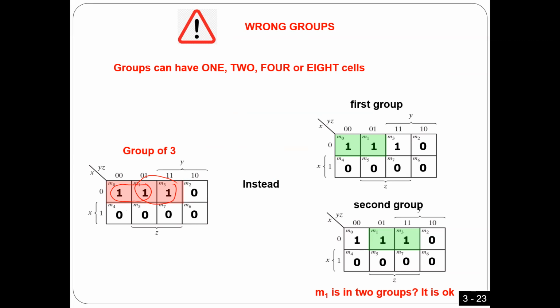Overlap is okay, subset is not acceptable. A subset is going to make a redundant term, but overlap is okay. So instead of making a group of three, because this is illegal, this is not true, I'm going to take these two as one group, and then I'm going to take these two as one group.